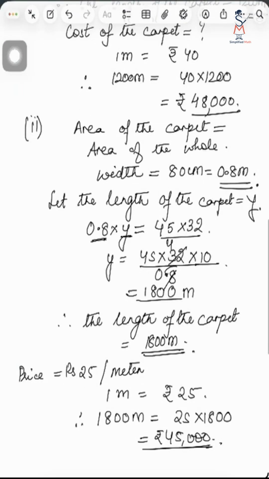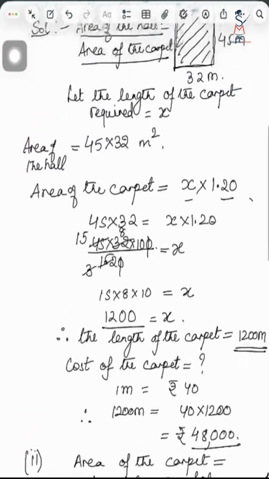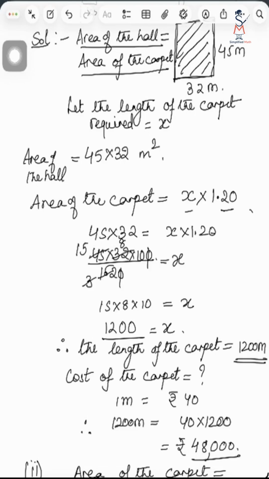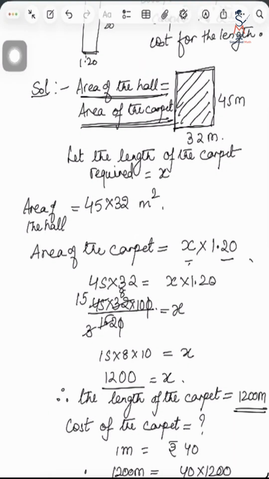So the cost of the new carpet, which is 80 centimeter wide, is 45,000. This is how we calculate. First we calculate the length of the carpet required by the concept that the area of the hall has to be equal to the area of the carpet, where the width of the carpet will not change, only the length keeps on changing. That length we will find and then calculate with the price given. So this is how we calculate the price of the carpet required.